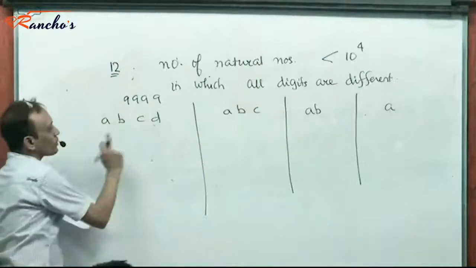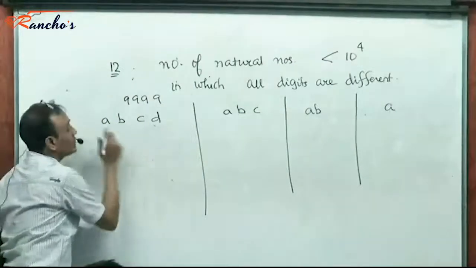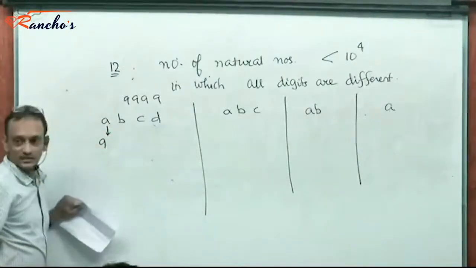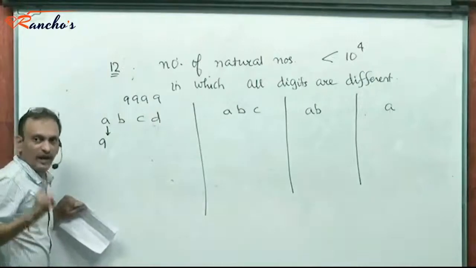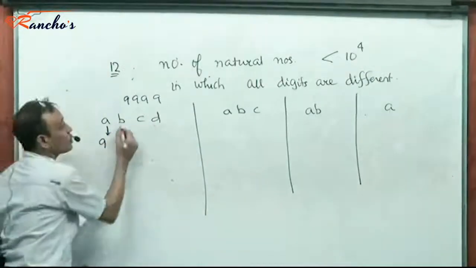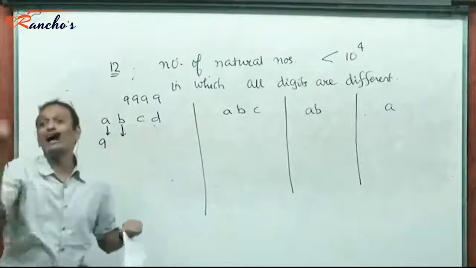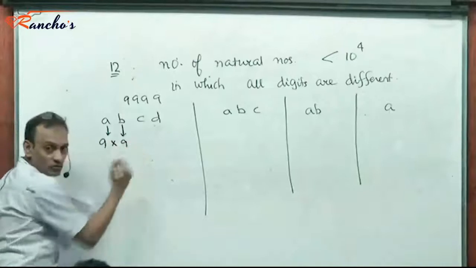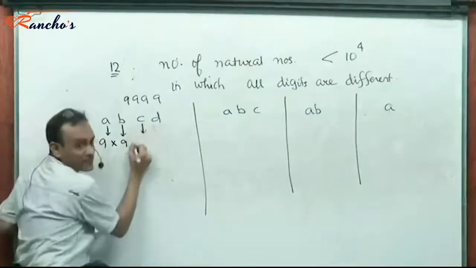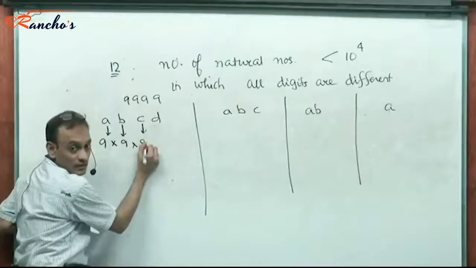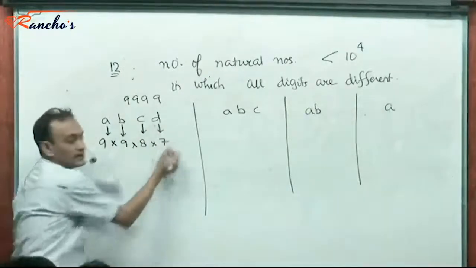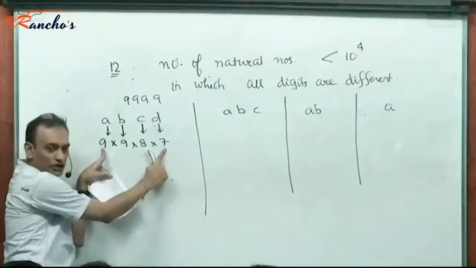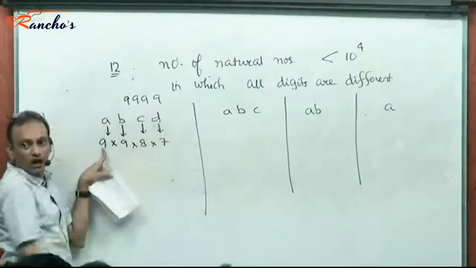Now, all 4-digit numbers means A cannot be 0. That means A would have to be selected in 9 ways. Now B can be 0 but can't be what A is. So 9 ways of selecting B. Yes or no? No. 8 ways of selecting C. And 7 ways of selecting D. So this would be the number of 4-digit numbers in which A, B, C, D are all different.